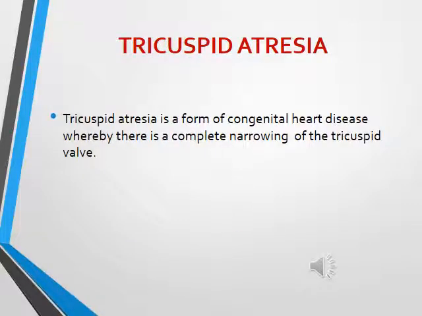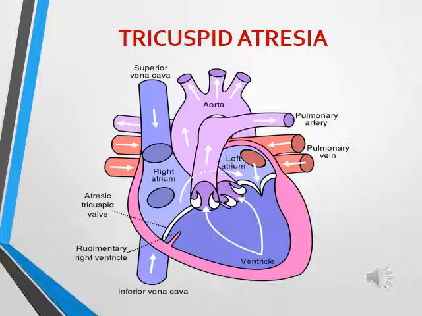Tricuspid atresia. The tricuspid valve is present between the right atrium and right ventricle, which conveys the blood from atrium to ventricle. Tricuspid atresia is a condition of complete narrowing of the tricuspid valve. This is a picture of narrowing of the tricuspid valve, which is present between the right atrium and the right ventricle.